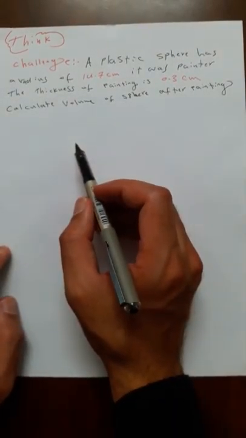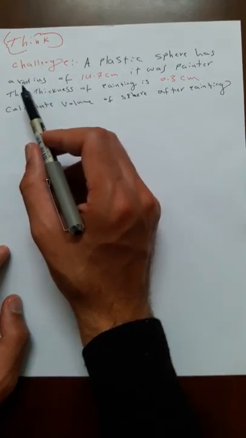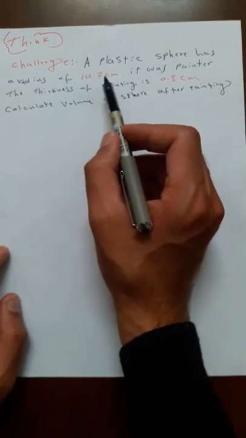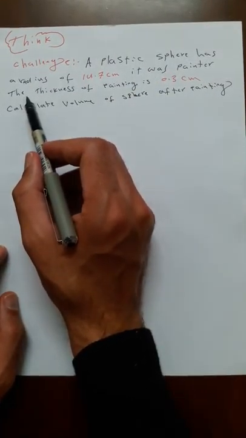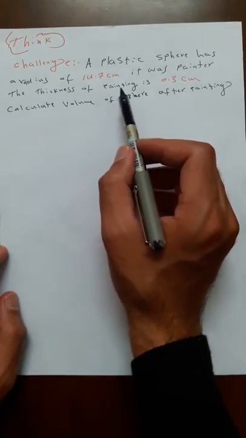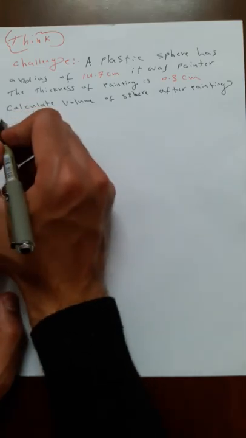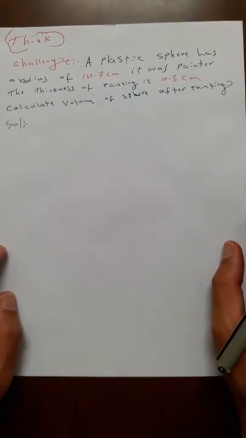Think, challenge. A plastic sphere has a radius of 14.7 centimeter. It was painted. The thickness of the painting is 0.3 centimeter. Calculate the volume of the sphere after painting.